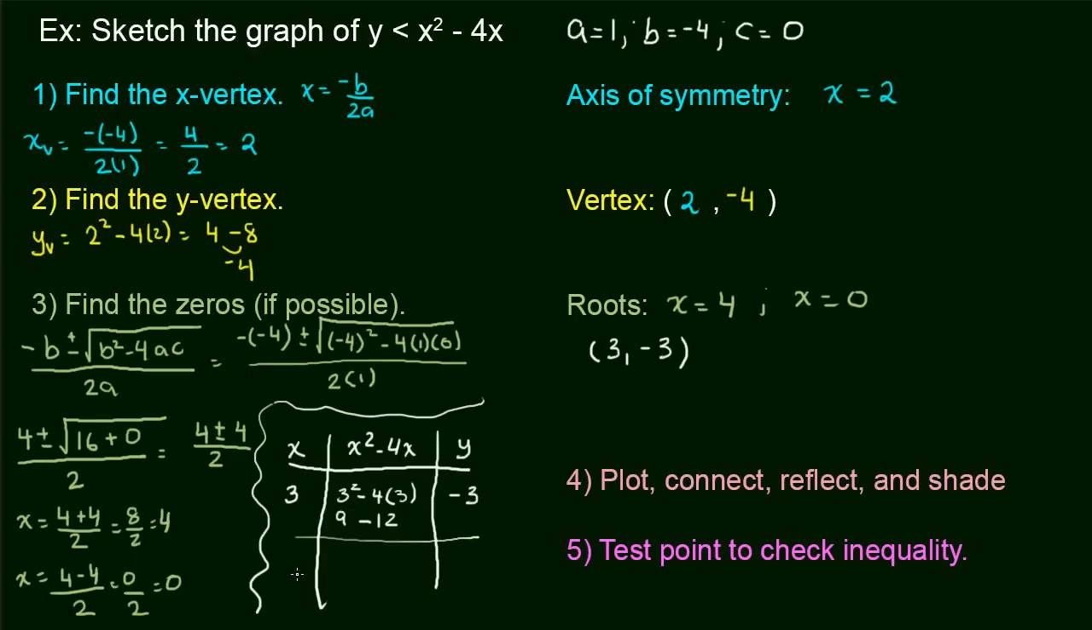I'm also going to choose 5, and I'm just choosing points over here. So I've got 5 squared minus 4 times 5. 5 squared is 25, negative 4 times 5 is negative 20, and 25 minus 20 gives me 5. So at x equals 5, I got y equals 5. Now that I have my axis of symmetry, my vertex, my roots, and some coordinate points, I am now going to plot, connect, reflect, and shade.